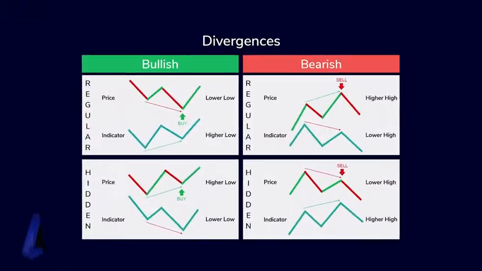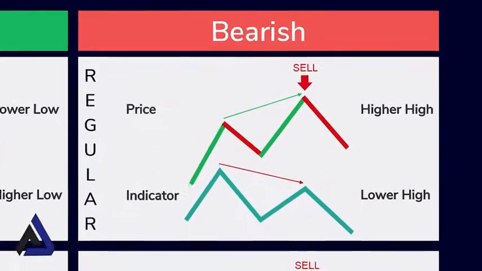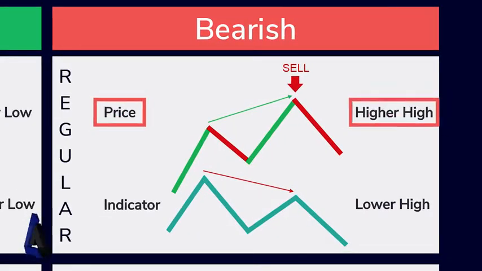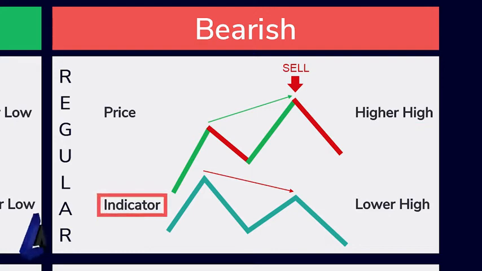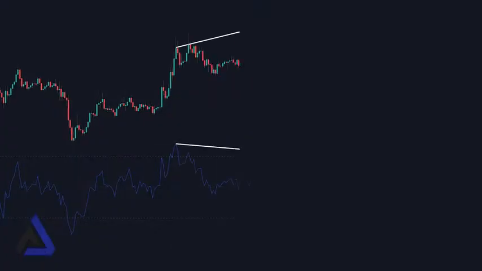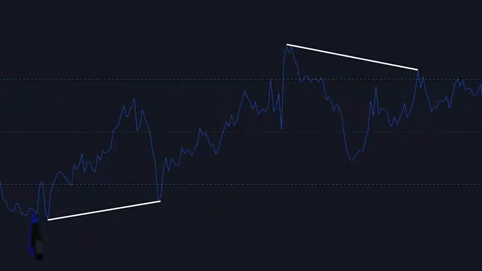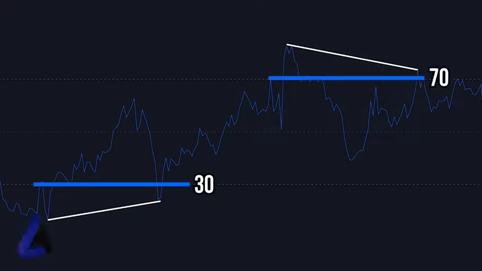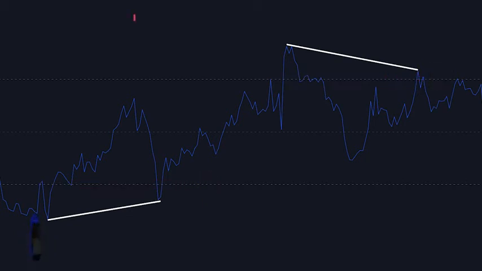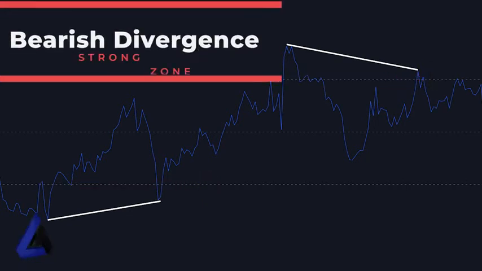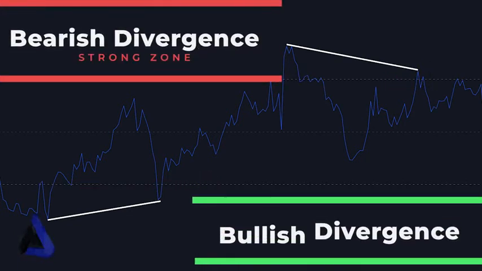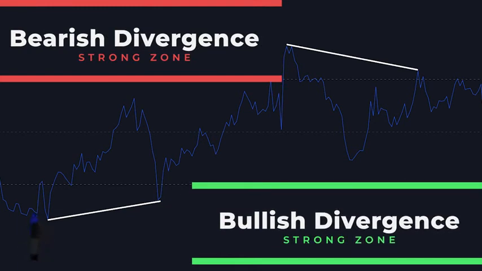Now for divergences. A divergence is when the price is making higher highs, but the RSI is making lower highs. This would be bearish and we can expect the market to go down. These are actually great to use with the RSI if you use it correctly. And this is where the 30 and 70 levels actually come most in handy, because RSI divergences are most significant if they appear above the 70 level and below the 30 level.